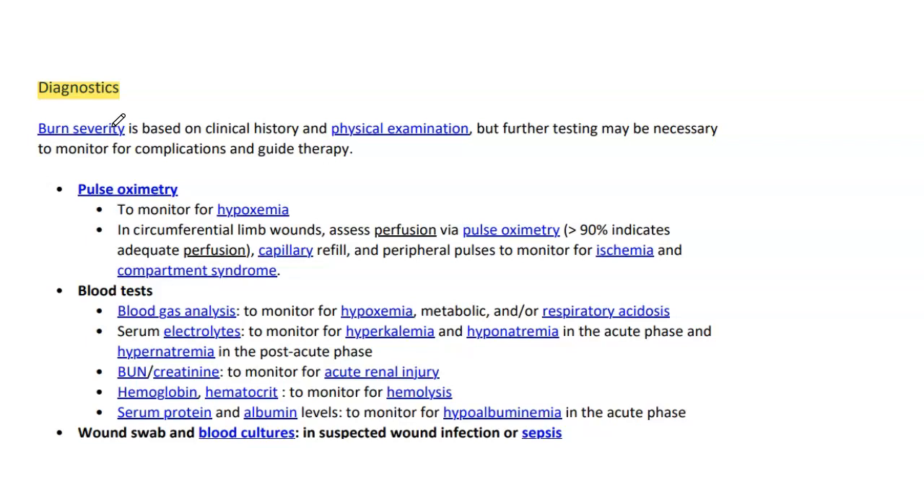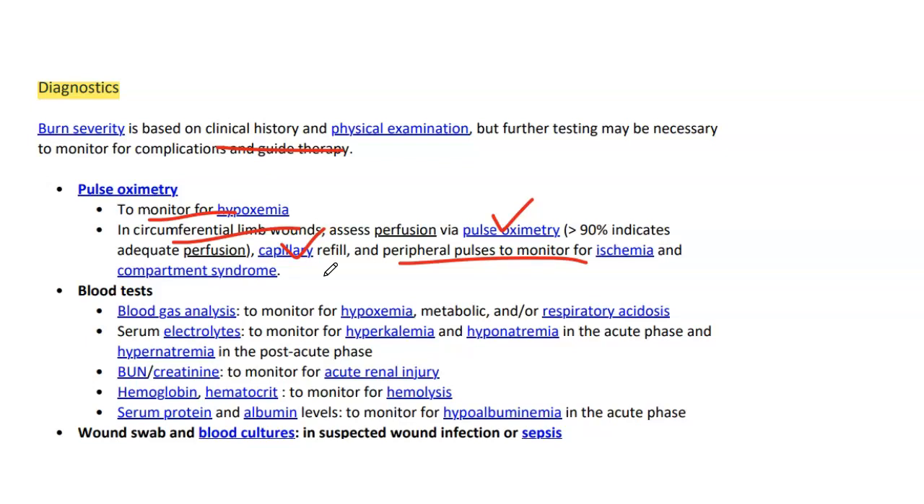Management of the patient with burn. Burn diagnosis is based on clinical history and physical examination. Pulse oximetry is done to monitor for hypoxemia, and in case of circumferential limb wounds, assess perfusion via pulse oximetry, capillary refill and peripheral pulses to monitor for ischemia and compartment syndrome.